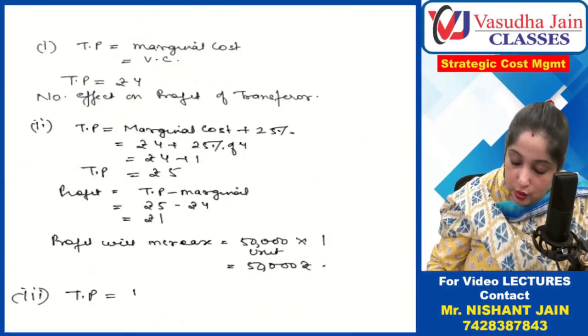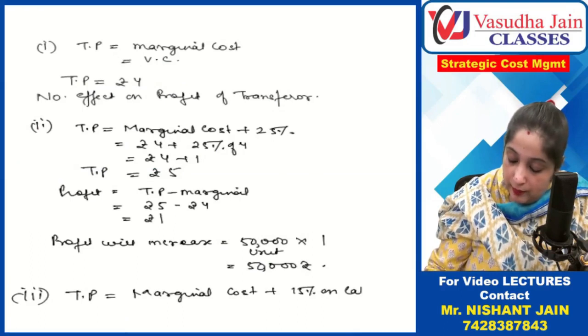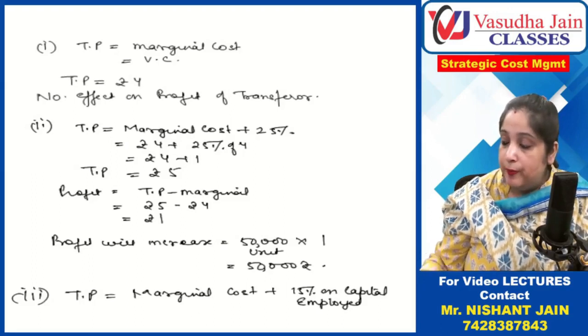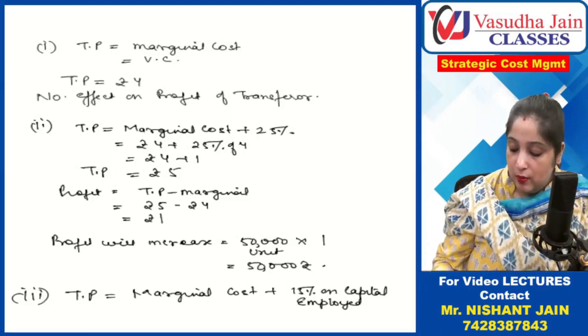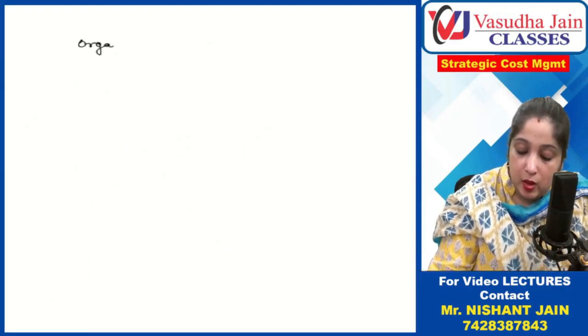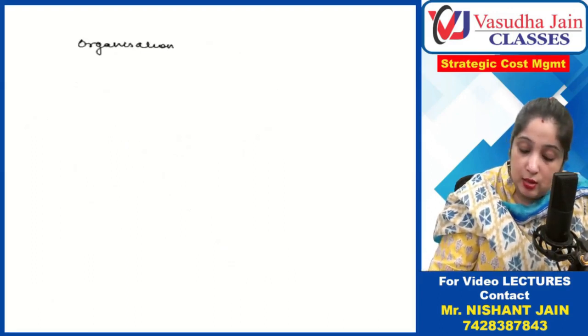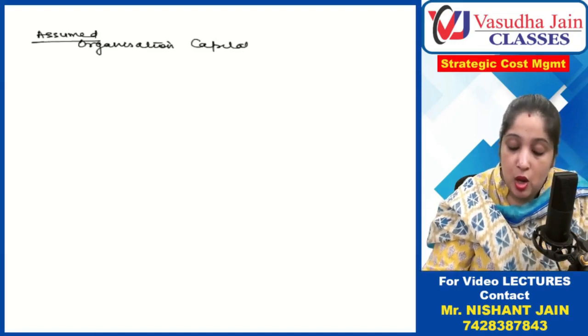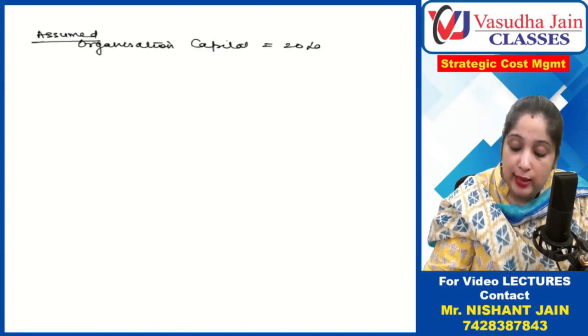In the question they have assumed marginal cost plus 15% on capital employed. This should be the transfer price, right? Now in the question they have assumed organization capital to be 20 lakh. They have assumed this in the solution. You can assume otherwise also. Organization capital to be 20 lakh.